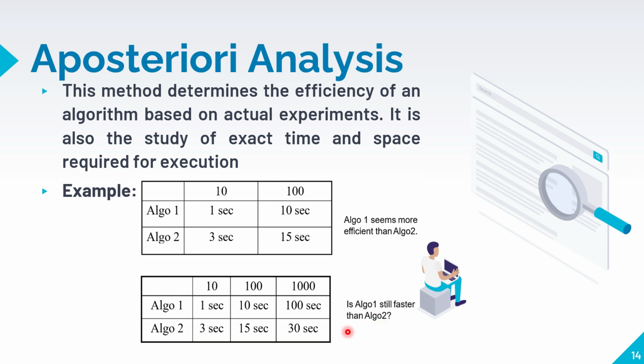So, in this example, habang dumadami yung input ni Algo 1, bumabagal siya. So, therefore, in this table, Algo 2 now is faster or efficient than Algo 1. Kasi kung pansin mo, 1,000 na yung input niya. In 30 seconds na kaya ni Algo 2. But ni Algo 1, umabot ng 100 seconds. How much more kung aabot yan ng 1,000, 100,000, or million? Baka mas lalo nang babagal si Algo 1. Okay, so that is in a posteriori.